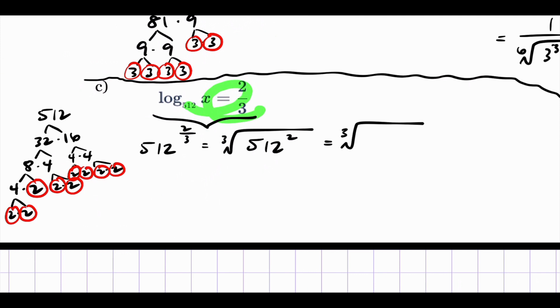How many 2s am I going to have total? 18, yeah. Because if I have 2 512s, each of them has 9. Okay, so I'm looking for groups of 3. If I have 18 2s, I'm going to have 6 groups of 3. 2 to the 6. And 2 to the 6 is 64.